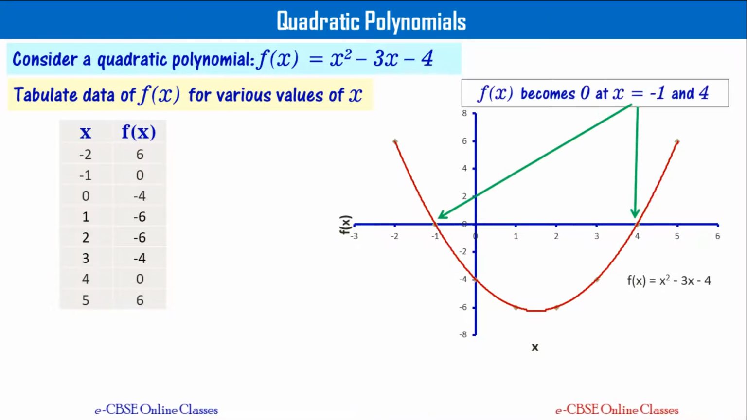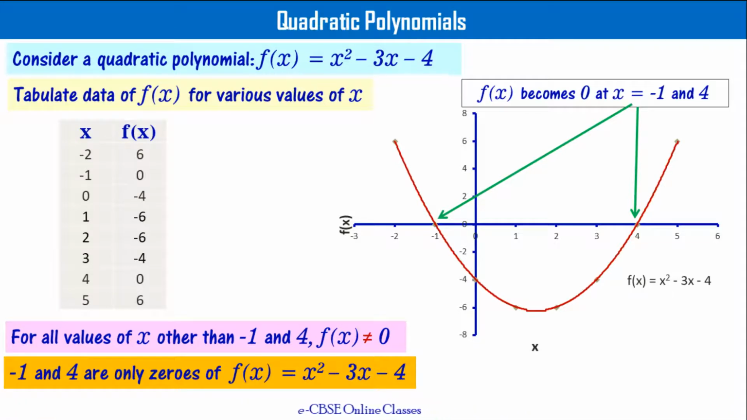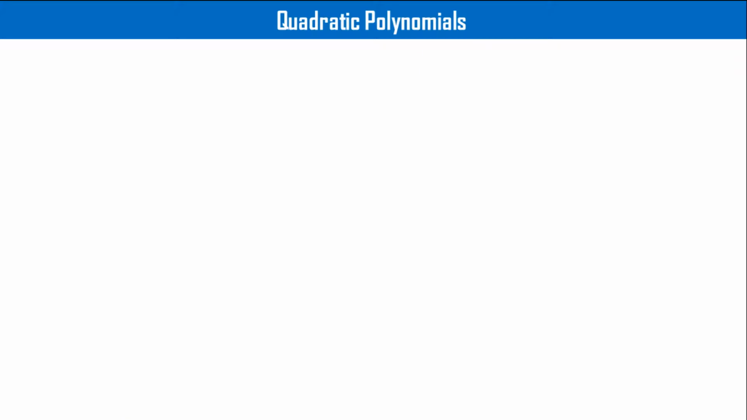From this graph, you can say that f of x becomes 0 at x equal to minus 1 and x equal to 4, right? For all other values of x other than minus 1 and 4, f of x is not equal to 0. Minus 1 and 4 are the only zeros of f of x equal to x square minus 3x minus 4, right? Please take a note of that.